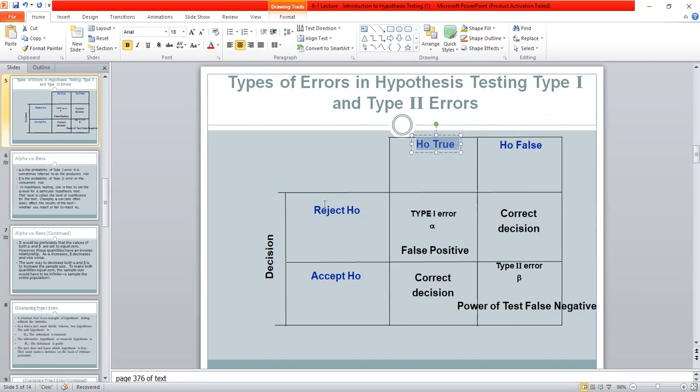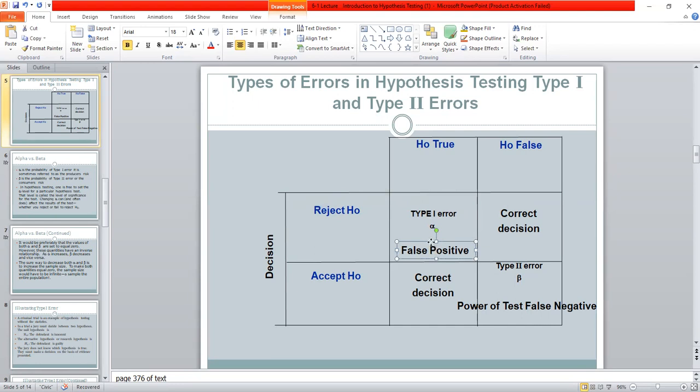When you reject the null when it is true, as informed by your sample data, you commit an error. That error is called type 1 error, denoted by the Greek letter alpha. No other letter. Type 1 error is denoted by alpha. The other name of type 1 error is false positive.